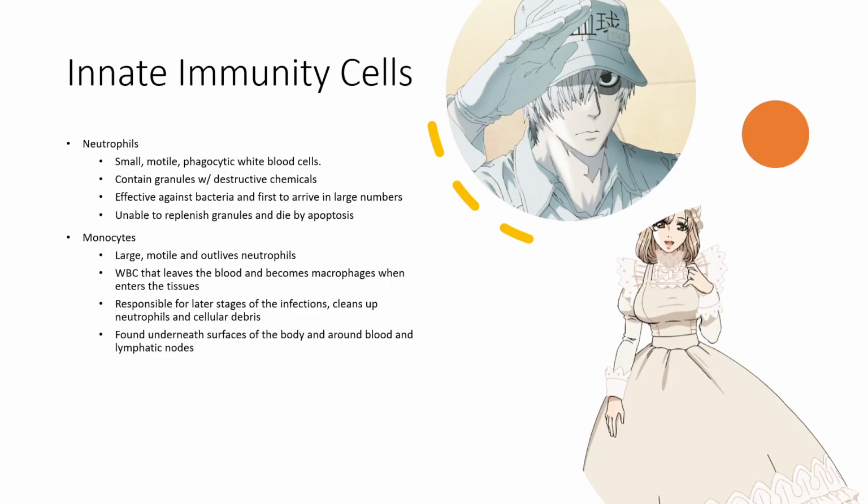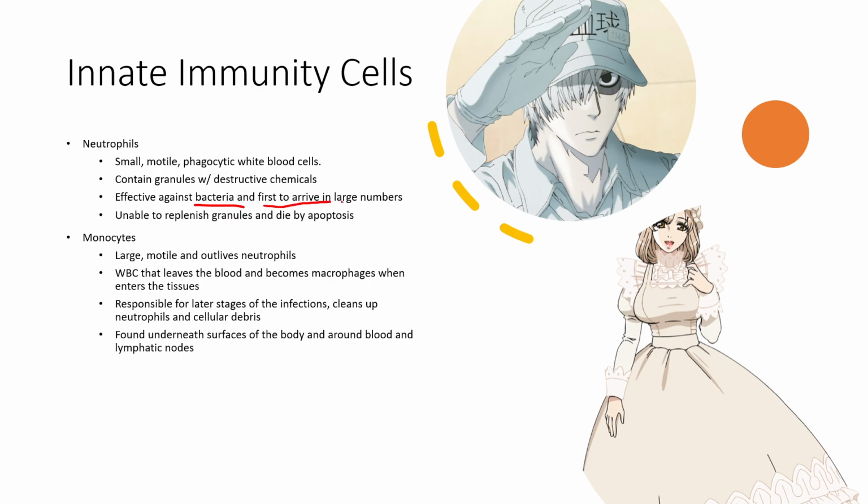So let's cover the different innate immunity cells. These images are actually the representations in the anime of the specific cells. So we have our neutrophils. These are small motile phagocytic white blood cells. These contain granules and destructive chemicals. They are effective against bacteria and usually the first to arrive.